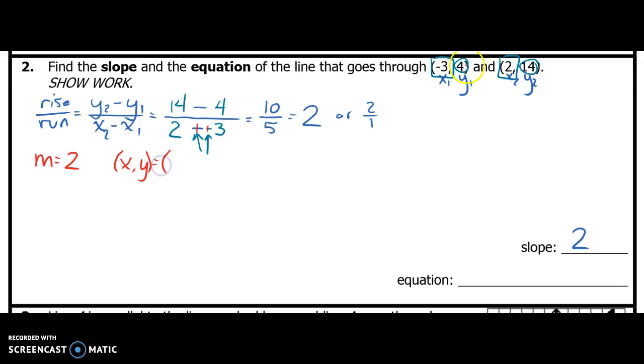It doesn't matter which one we pick, as long as we choose an x and y from the same ordered pair. Because I know my final answer is supposed to be y equals mx plus b, and so it's just a matter of plugging in all of the information we have to find the one thing we don't have, which is b. The y-coordinate from the ordered pair I chose was 4. M, the slope we figured out, was 2. X from the ordered pair I chose was negative 3. And of course we don't know b.